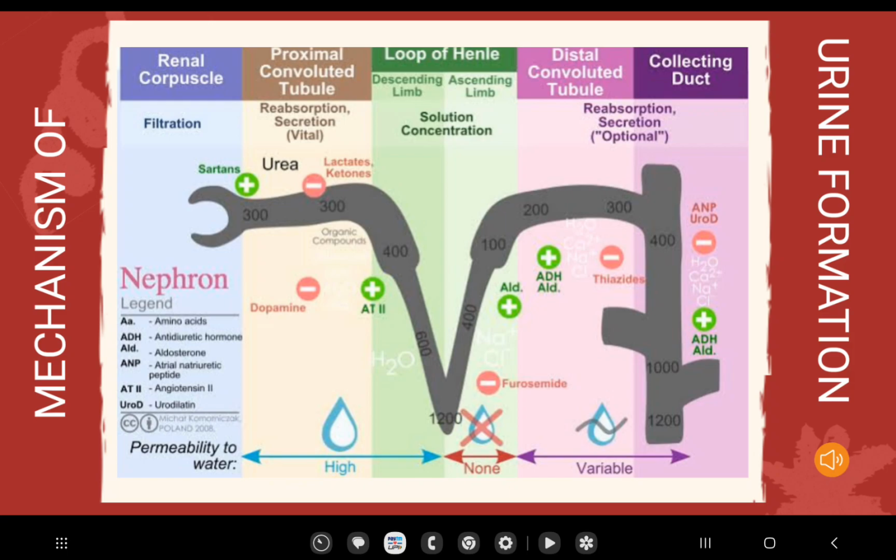Final adjustments. Further adjustments are made to the urine in the DCT and collecting ducts, including regulation of pH and electrolyte balance. Excretion. The final product, urine, exits the collecting ducts and is transported to the renal pelvis, where it is eventually expelled from the body through the ureters, urinary bladder, and urethra during urination. Through these processes, nephrons regulate the composition and volume of body fluids by selectively filtering, reabsorbing, and secreting substances, ultimately producing urine.